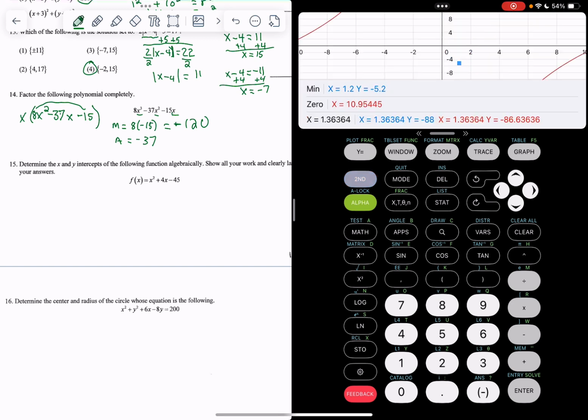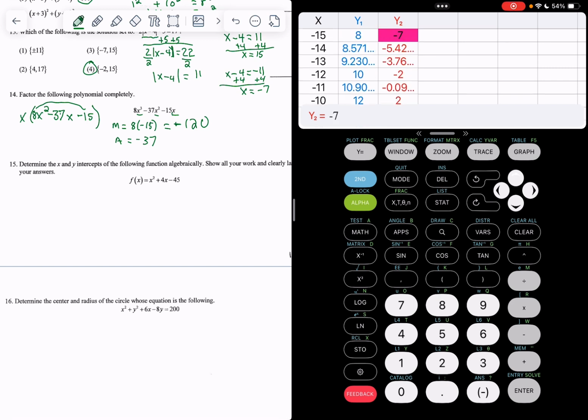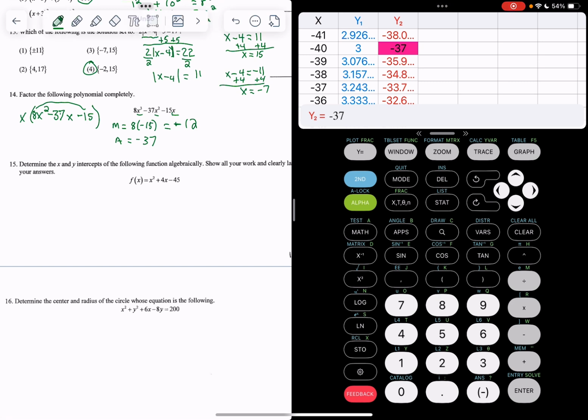Oops, I hit the graph button. Let me use my Apple Pencil there. There we go. So we're looking for negative 37. Whoop, it's right there. So my factors are negative 40 and 3. All right, so it's going to be x times x minus 40 and x plus 3.